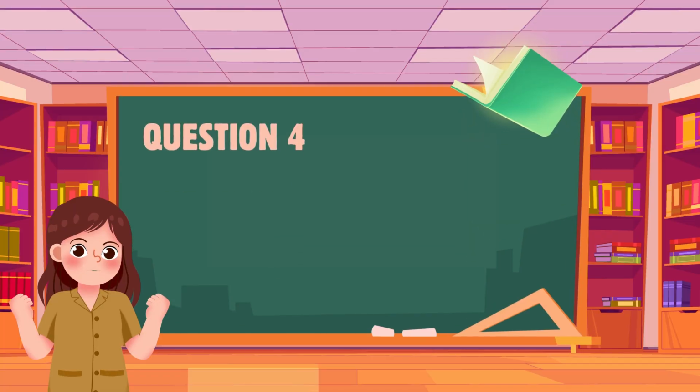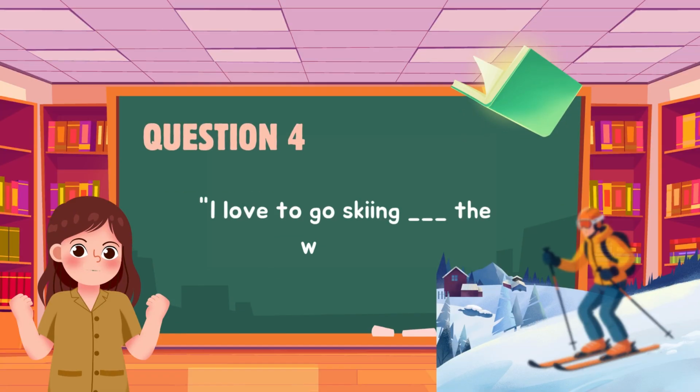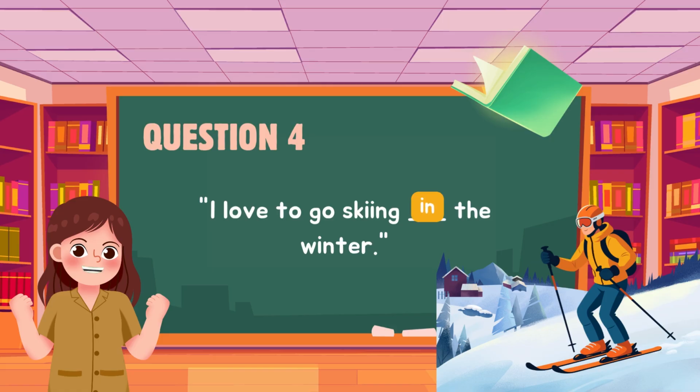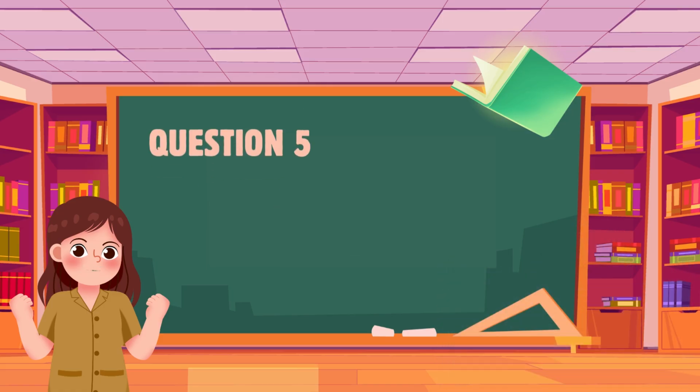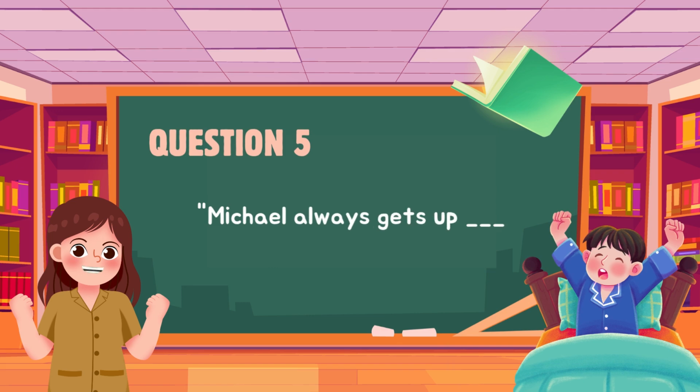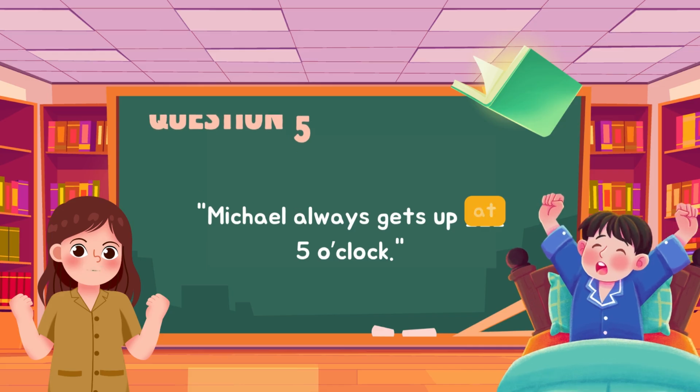Question number 4. I love to go skiing blank the winter. What is the answer? The answer is in. I love to go skiing in the winter. Question number 5. Michael always gets up blank 5 o'clock. What is the answer? The answer is at. Michael always gets up at 5 o'clock.